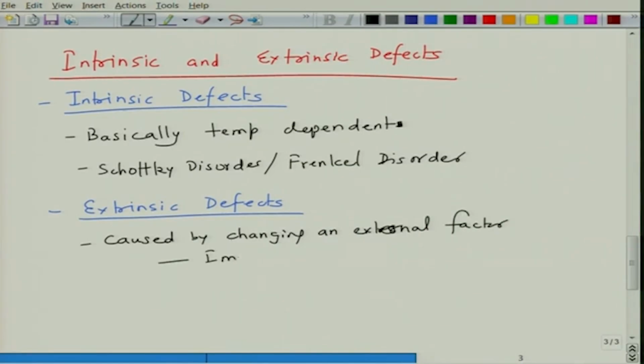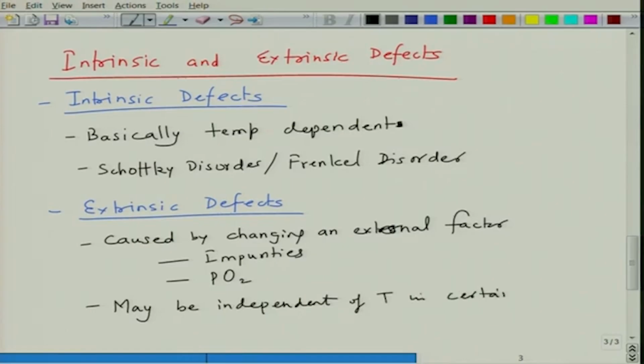It could be impurities. It could also be the partial pressure of oxygen, the ambient pressure and so on and so forth. So, this defect concentration may be independent of temperature in certain cases, or at least there is a certain window when it is independent. And generally what happens is that there is a crossover.